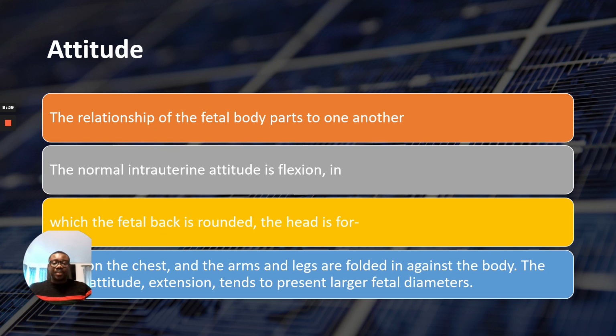So all these things happen. The attitude is the relationship of the fetal body parts to one another, and the normal fetal attitude in utero is called flexion.